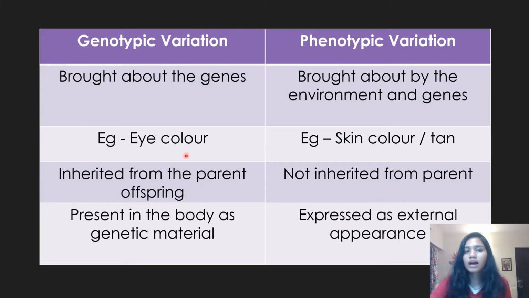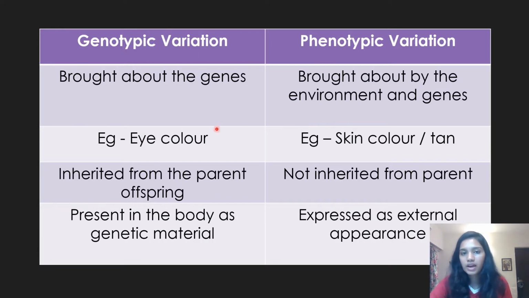So an example is eye color. And obviously, since it is brought about by genes, you get your genes from your mom and dad. So it is inherited from the parents. It is present in the body as genetic material. So obviously, genes are present as genetic material, DNA in the nucleus. Okay, so I would say the third and fourth points are important, and you can always give an example because sometimes you get marks for distinguishing.